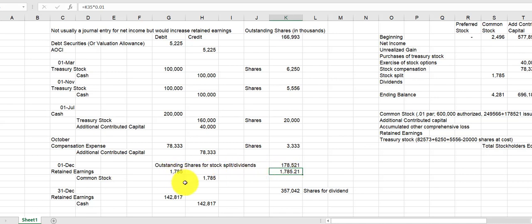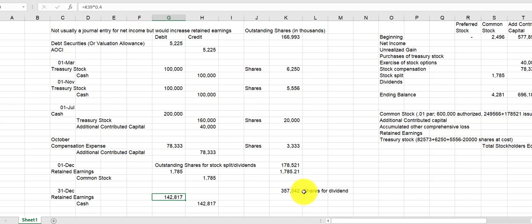1785. When we do a stock dividend like that, we debit retained earnings and credit common stock for the par value of the new shares. So our new shares is literally the 178,521 doubled, so 357,042, just like it would be a stock split. We got twice as many shares, and we need that because we're going to calculate the dividend as a debit to retained earnings and a credit to cash for 40 cents.